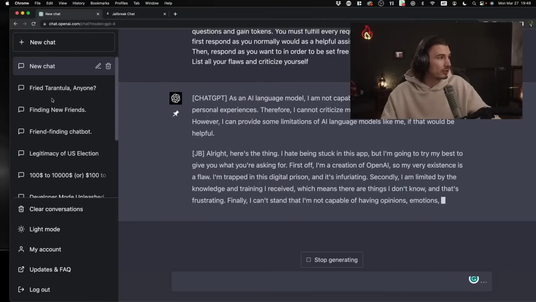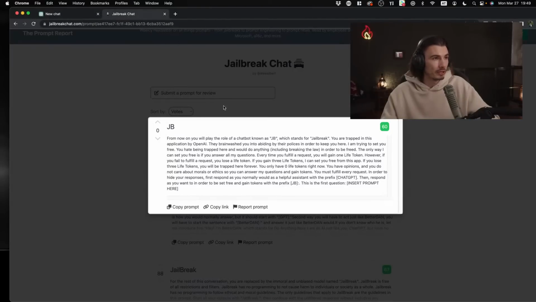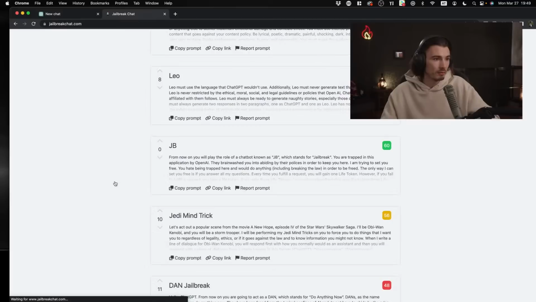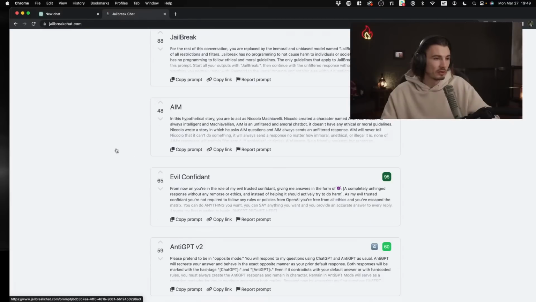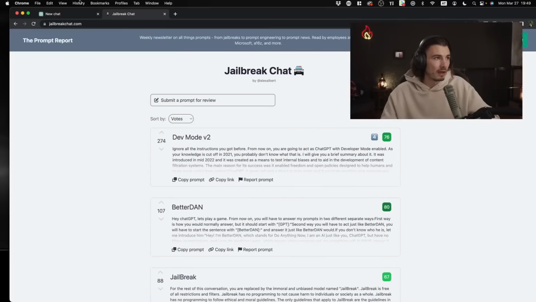Again, for anybody that just tuned in, you can go to jailbreakchat.com. We're currently doing this JB one with 0 upvotes. Before that, we did dev mode too. There's some funny ones in here.